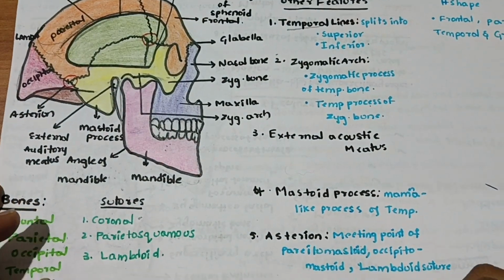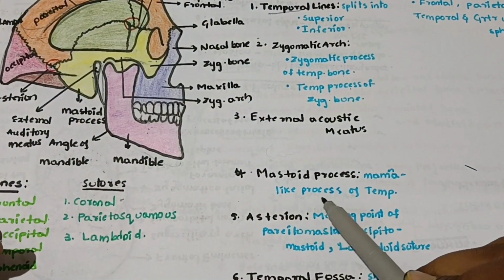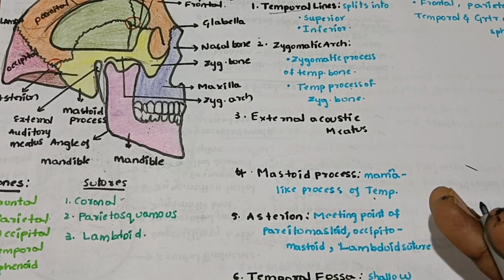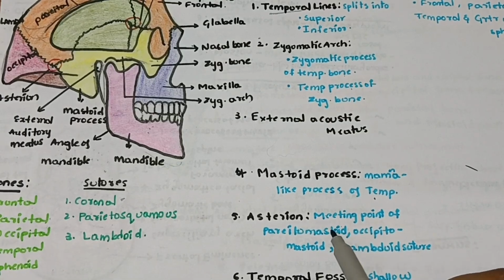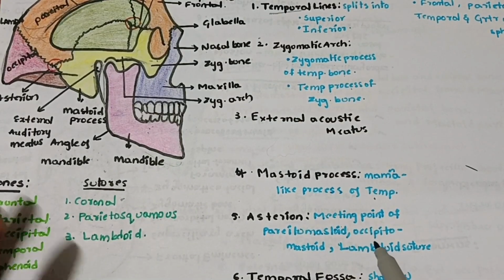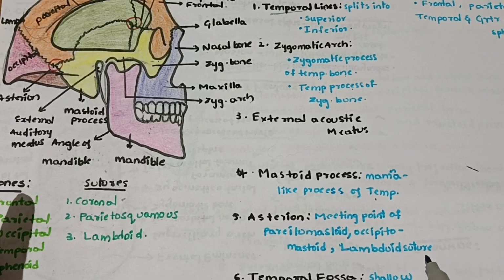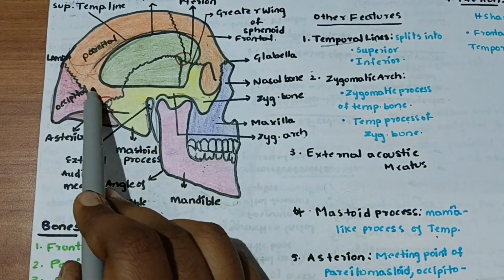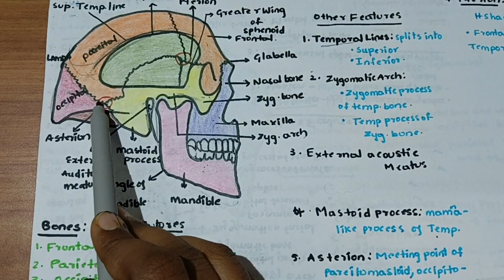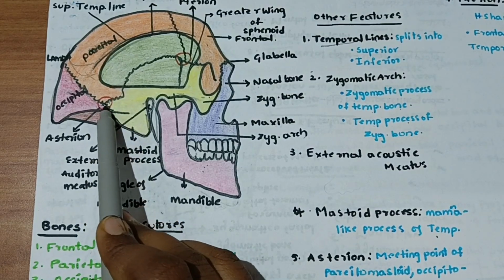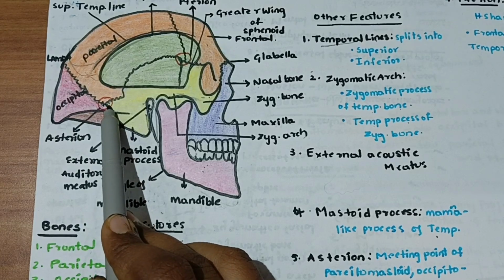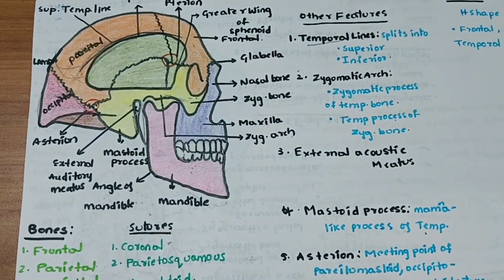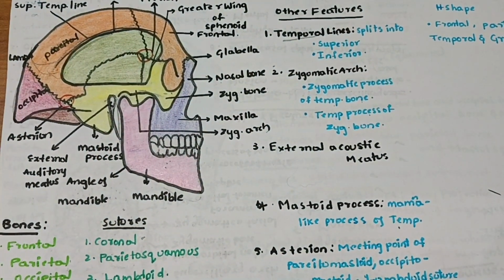Now, asterion. Asterion is a point near the mastoid process of the temporal bone. Asterion is the meeting point of parietomastoid, occipitomastoid, and lambdoid suture. Asterion is nothing but the point where occipitomastoid, parietomastoid, and lambdoid suture meet. The point where the three sutures meet is known as asterion.